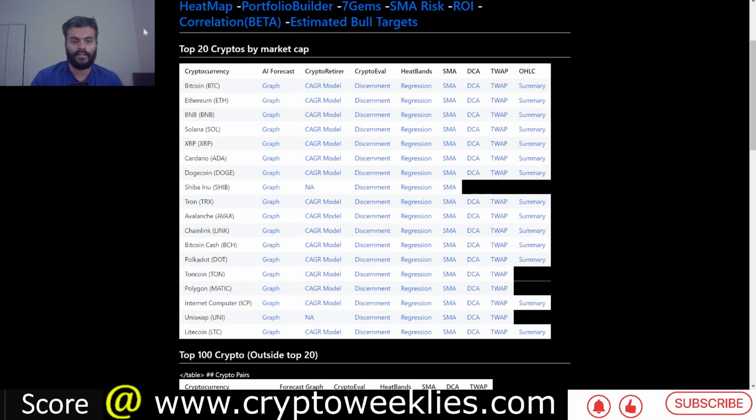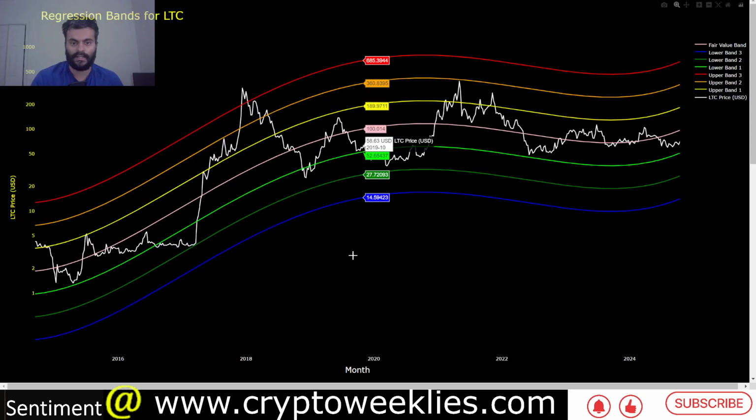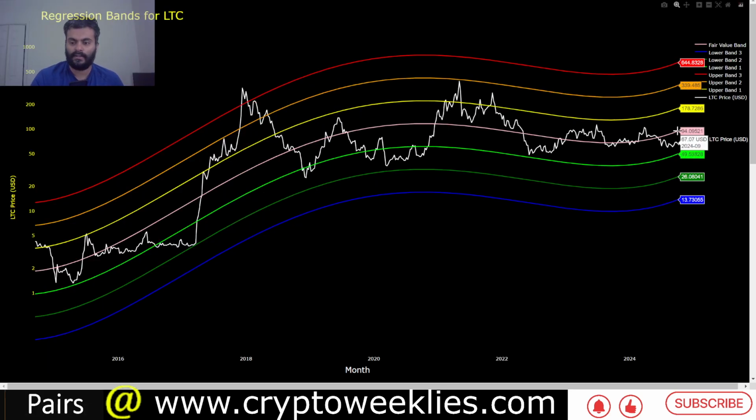On the other hand, now that we have covered the machine learning based price forecast, the regression analysis for Litecoin says that the token is right now undervalued. The fair value for Litecoin is this line in pink. On top of this pink line, there are 3 standard deviation bull cases. On bottom are the 3 standard deviation bear cases.